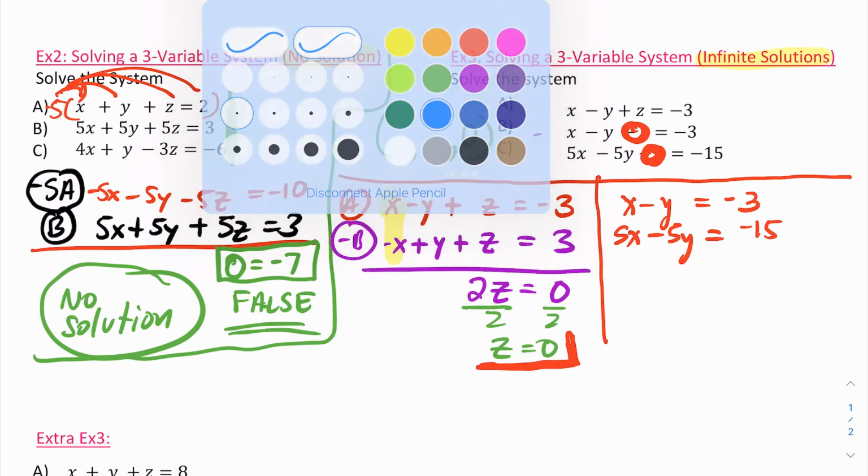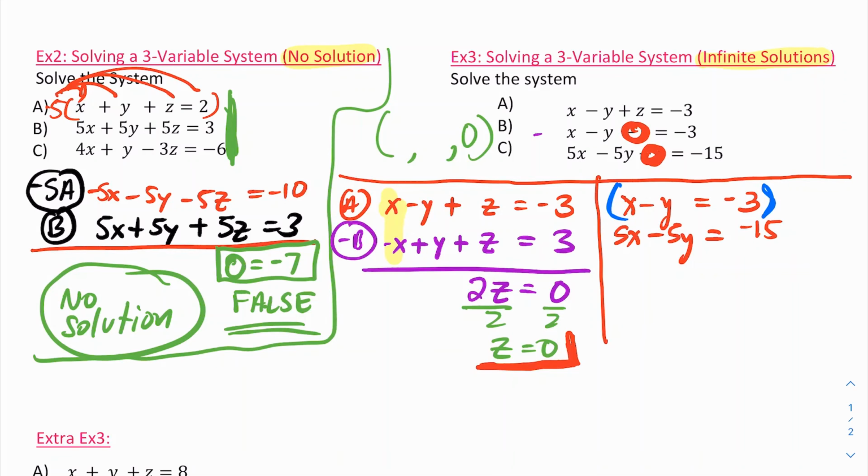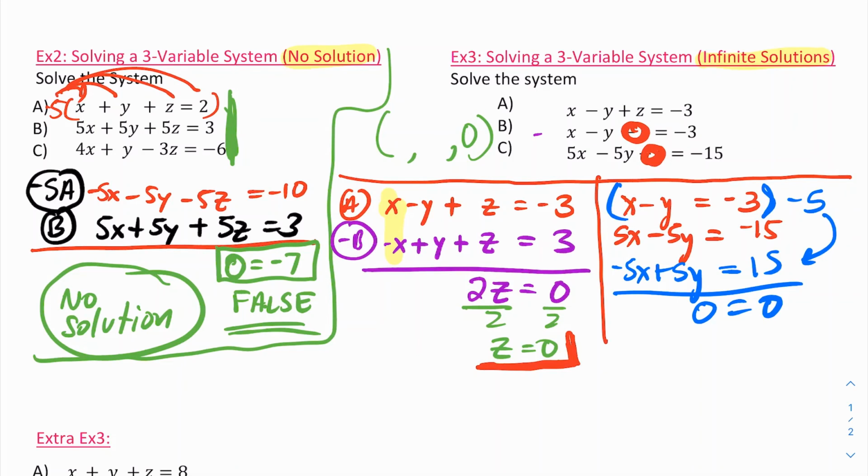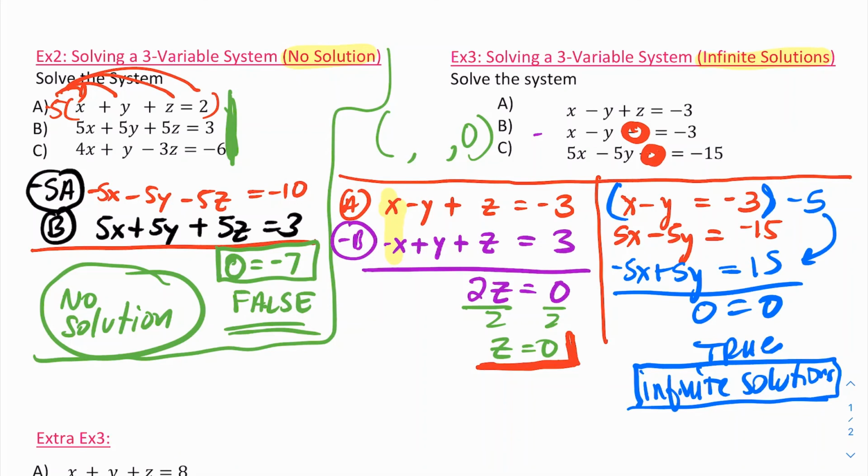Now what I'm going to do is to cancel these, I'm going to multiply this equation by -5. And that will give me -5x plus 5y equals 15. So 0 equals 0. So what that means is that now the x's and the y's cancel, and this is a true statement. And that means that there are infinite solutions. There is a way to figure out what each of those solutions are. For now, we can just leave infinite solutions in class, or just know that it's infinite solutions. In class, I will show you kind of how to figure that out.